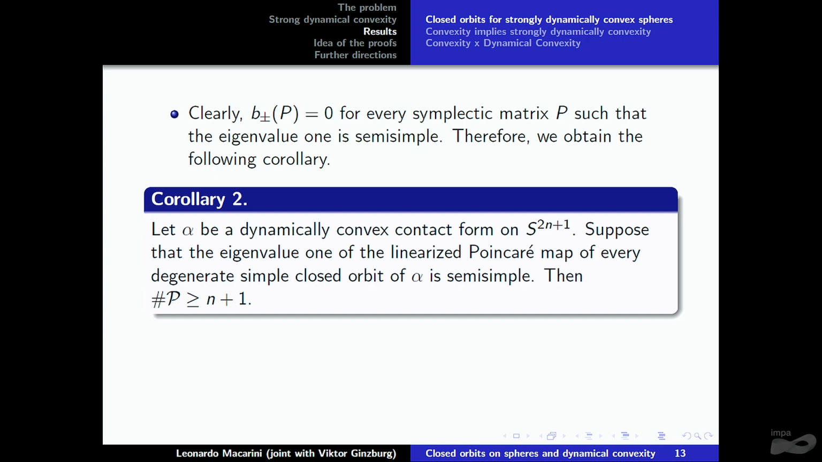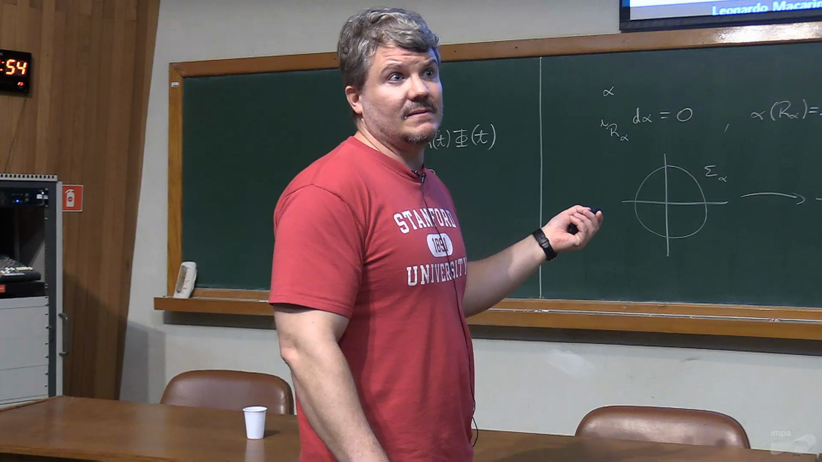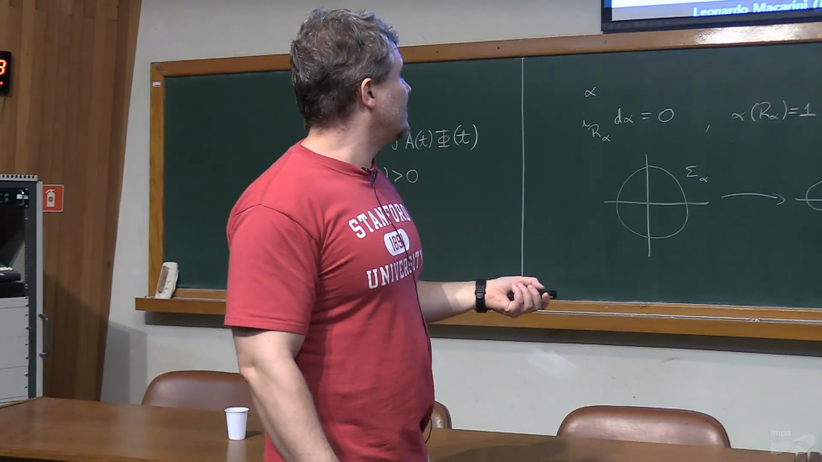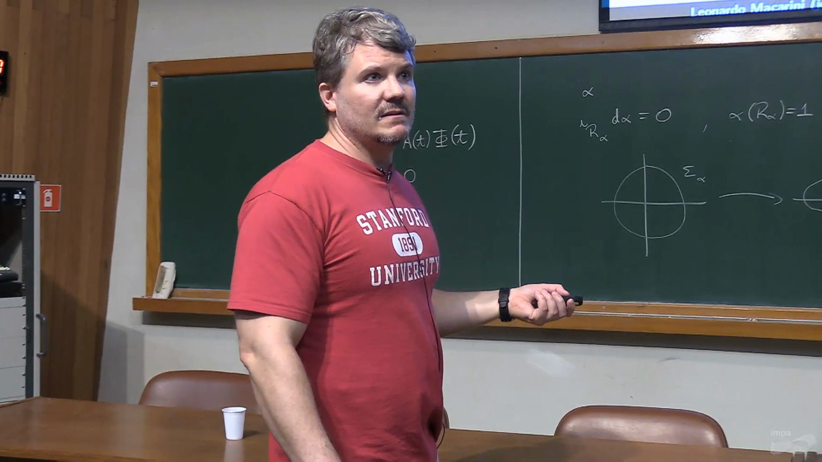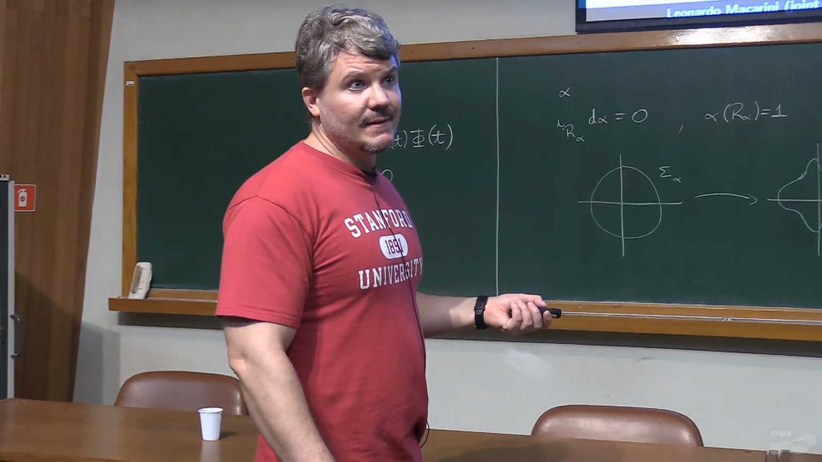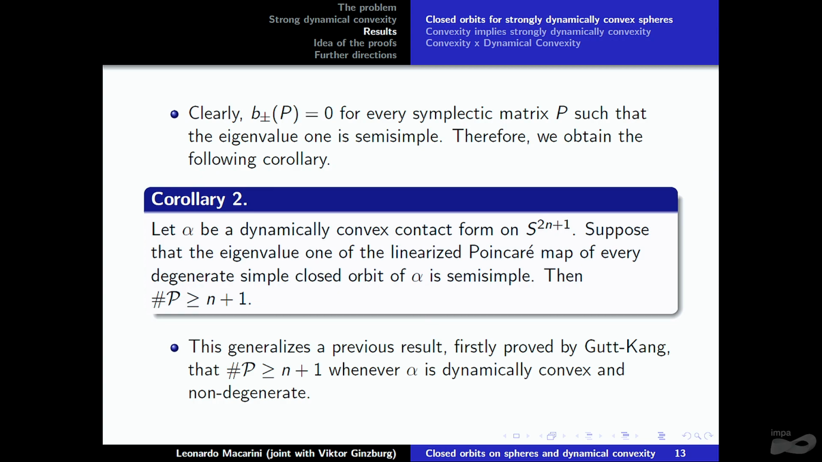Of course, this assumption is weaker than non-degeneracy. So in particular, we prove that if alpha is dynamically convex and non-degenerate, then you have at least n plus 1 simple periodic orbits.